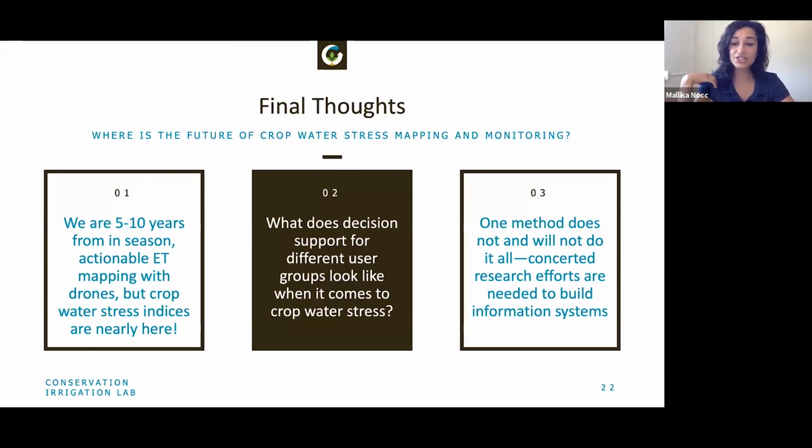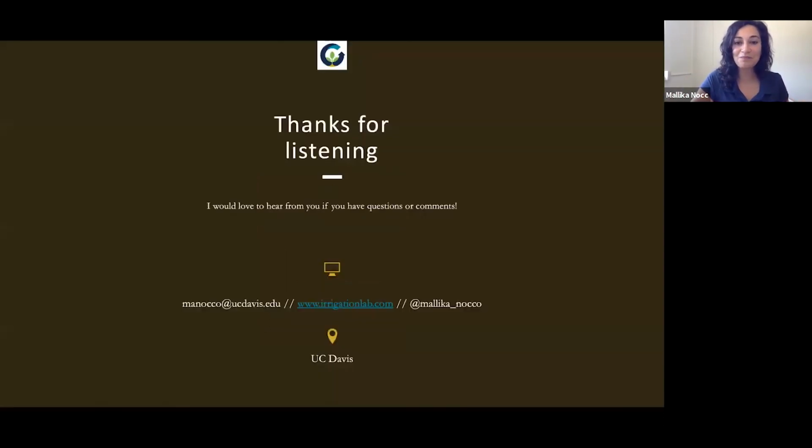And then I just think that one method will not do it all. For folks who are married to satellites and are excited about satellite-based estimates of ET, I think there's a place for that. I think there's a place for drone-based estimates, which we're checking out and focusing on in my research group. But I also think there's a lot of really cool stuff happening with fixed canopy temperature estimates, and those are very useful too. So I think that we need these concerted research efforts in order to build very robust information systems and models. So thank you so much.